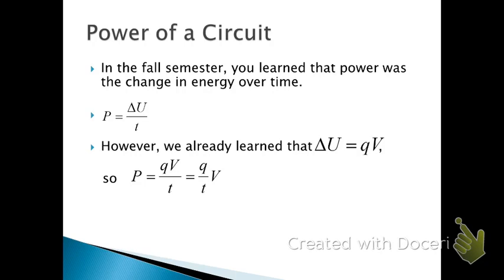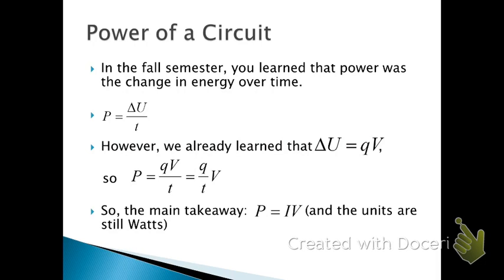So the power is QV over T. Well, I can rewrite that as Q over T times V. And look at that. Q over T is just current, charge divided by time in a circuit. So that means the main takeaway that you'll need to know is that power equals current times voltage. And that'll get you the power of the circuit in watts.